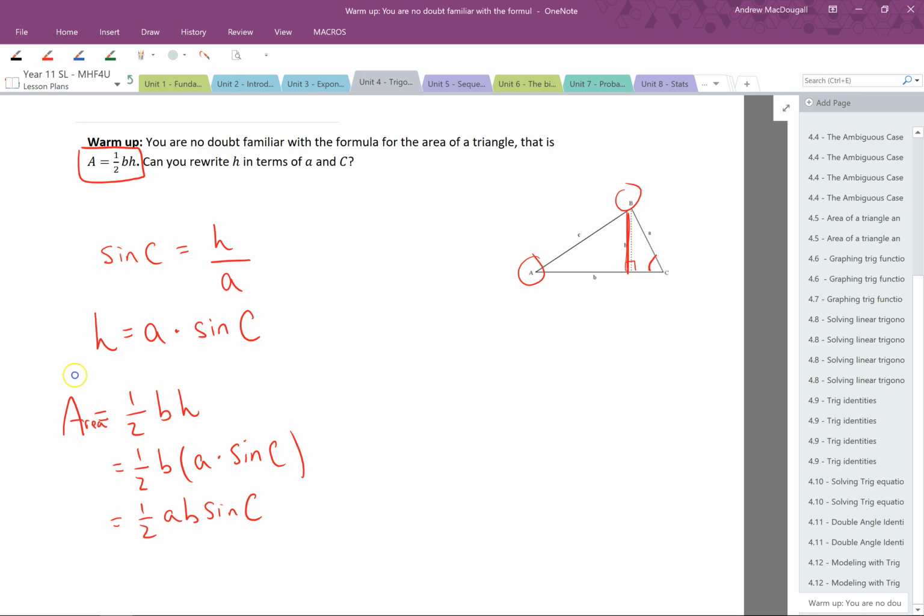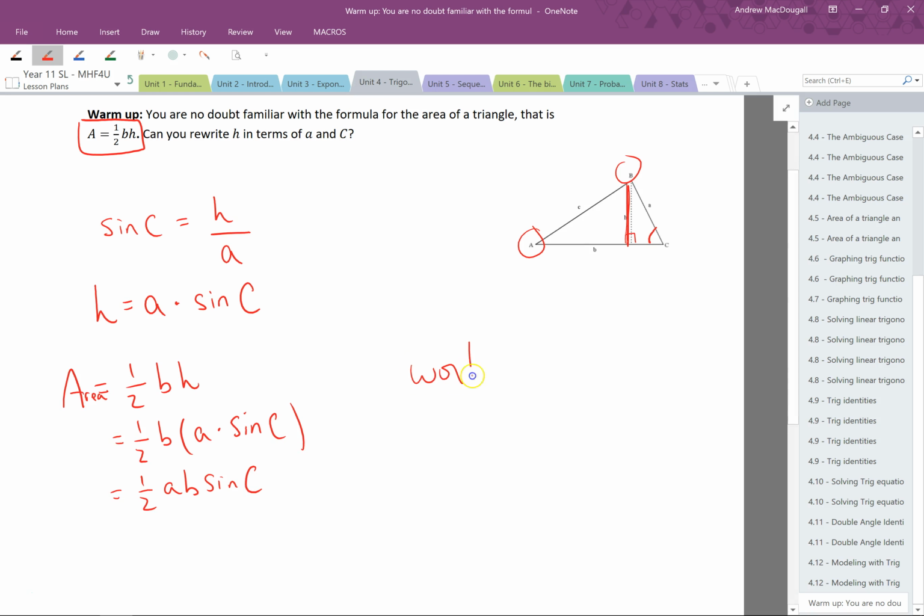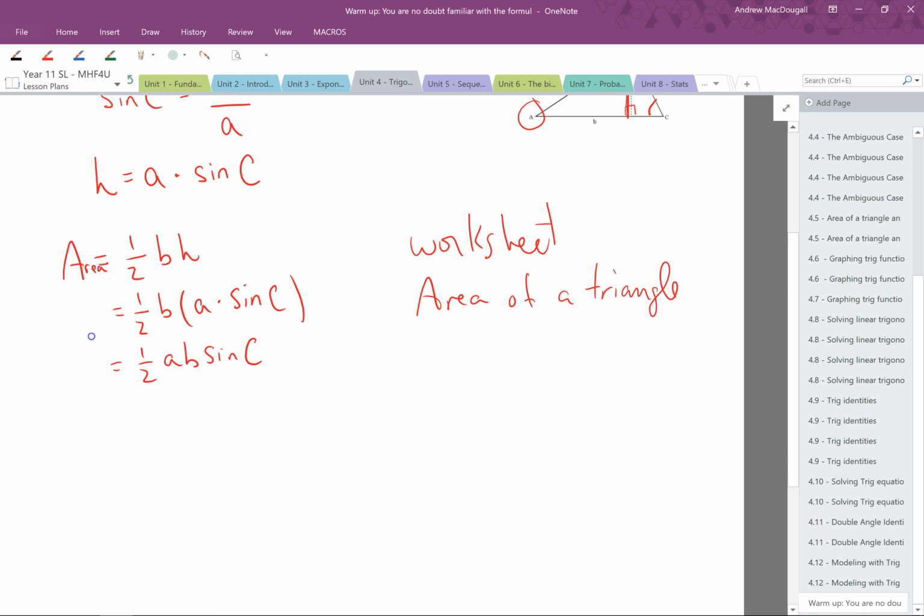So use that. I want you to work on the worksheet in your workbook, just called area of a triangle, and try using this formula. See an example quickly before you try the homework. Let's look at this example.